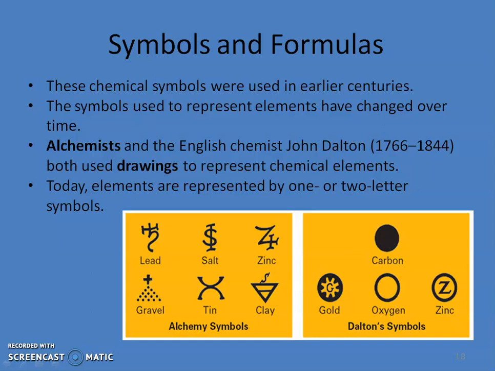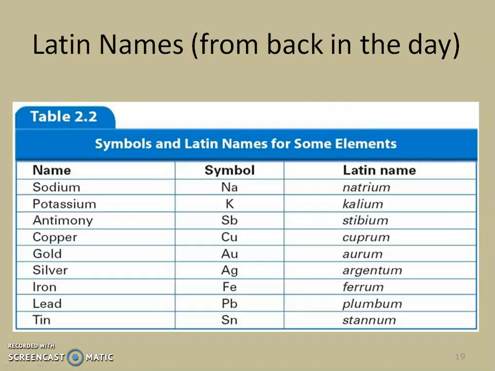So symbols started way back in the day. They were used to represent elements, but they've changed over time. And actually alchemists, and we'll talk about those later, used to use drawings for some things. So not only did they use drawings or lettering for elements, like the alphabet, but they also used certain elements to represent certain words. Today, however, it is only 1 or 2 letter symbols that represent those elements.